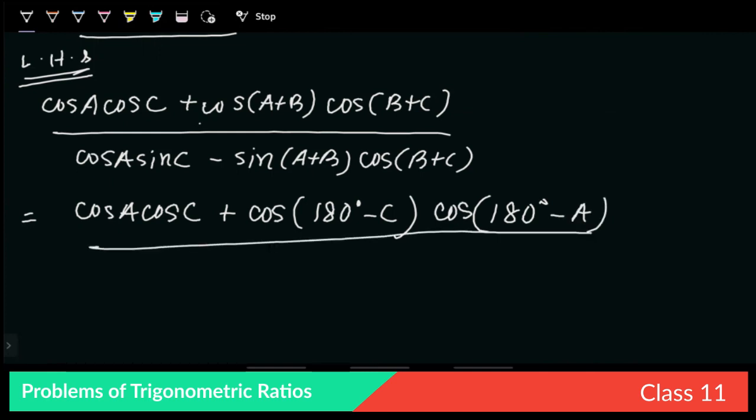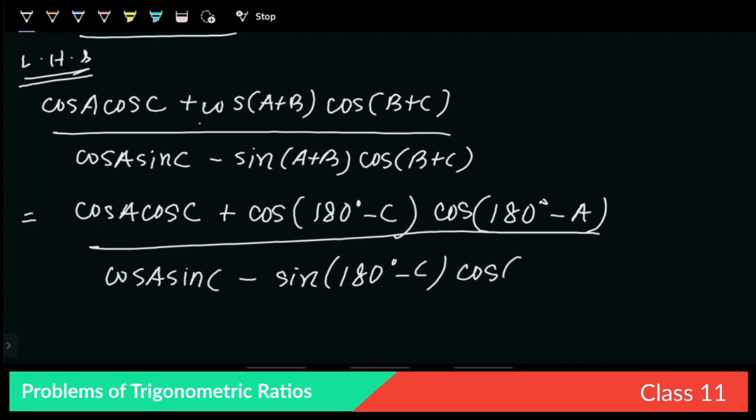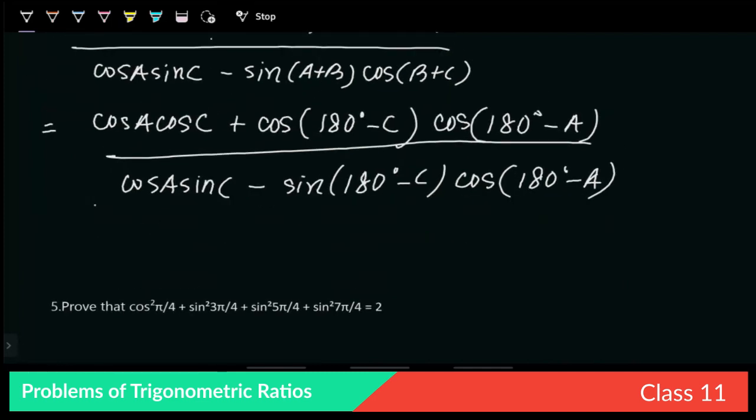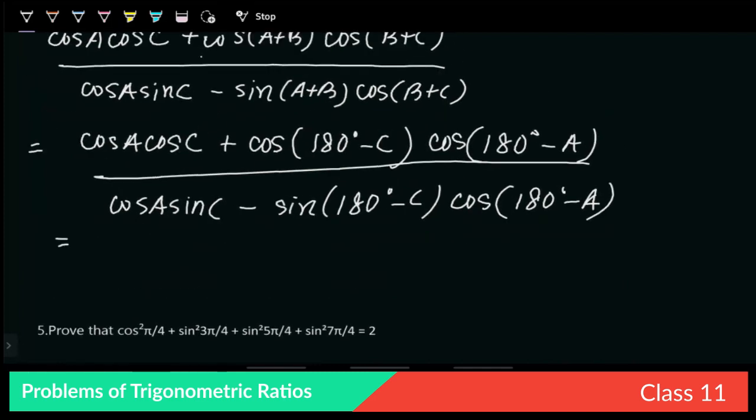Now in the denominator it is cos A sin C minus sine of, what is A plus B? A plus B is 180 degrees minus C, and it is cos of B plus C, which means 180 degrees minus A. Okay, we can write this as this.